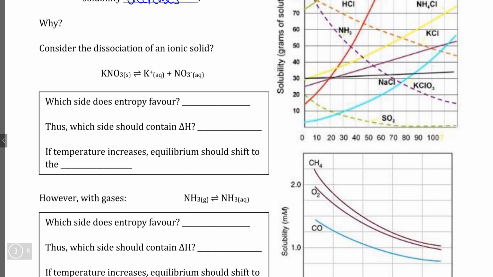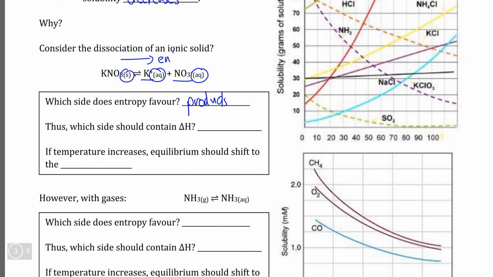Now, in this case, we can conclude that entropy must favor the products. If we remember basic principles of entropy, we know that as the number of particles increases, the entropy will increase, and our products have two different particles where the reactants only have one. We also see that the state of matter of the products is aqueous, which is a more disordered state of matter than an organized ionic solid.